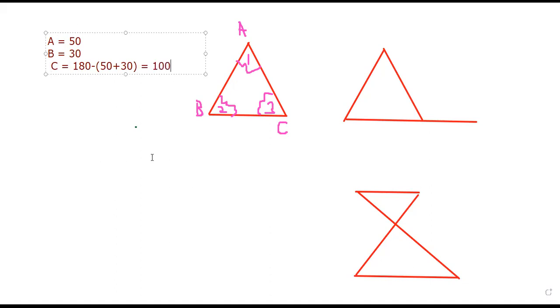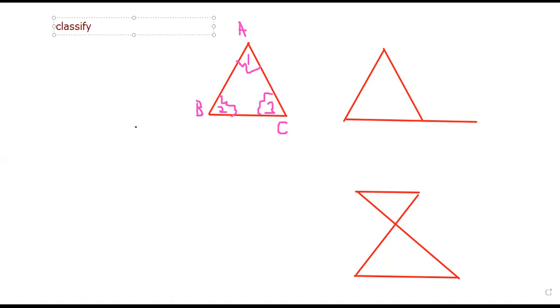Also, we studied how we can classify triangles. If we want to classify a triangle, according to what? Its angles and sides. Thank you. We are going to classify a triangle according to the measure of the angles and the length of the sides. How will we classify it according to the measure of the angle?